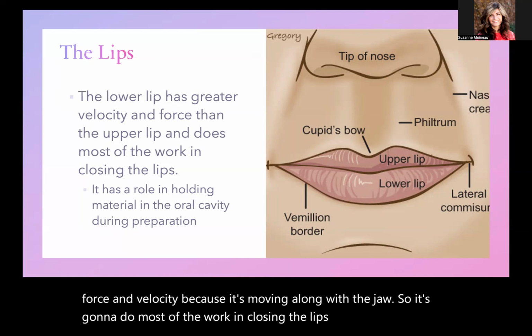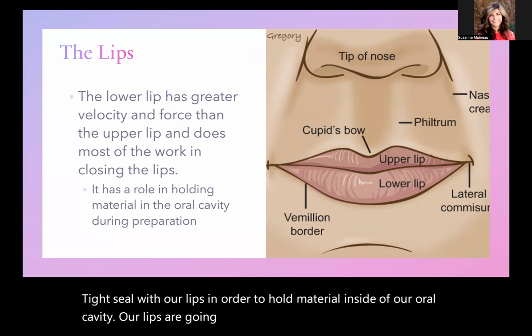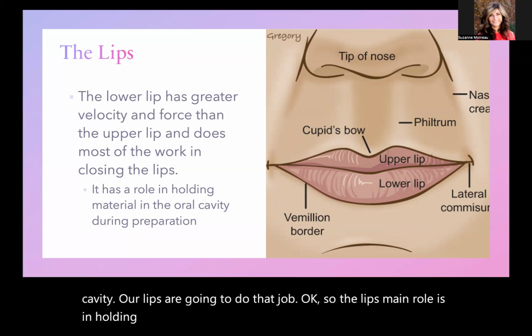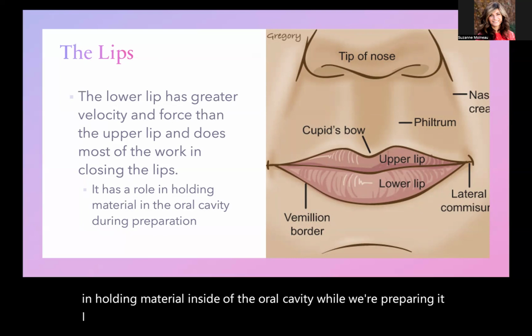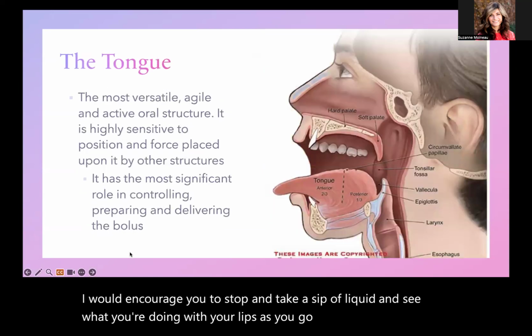So when we want to form a tight seal with our lips in order to hold material inside of our oral cavity, our lips are going to do that job. Okay, so the lips' main role is in holding material inside of the oral cavity while we're preparing it. I would encourage you to stop and take a sip of liquid and see what you're doing with your lips as you go along. The tongue.